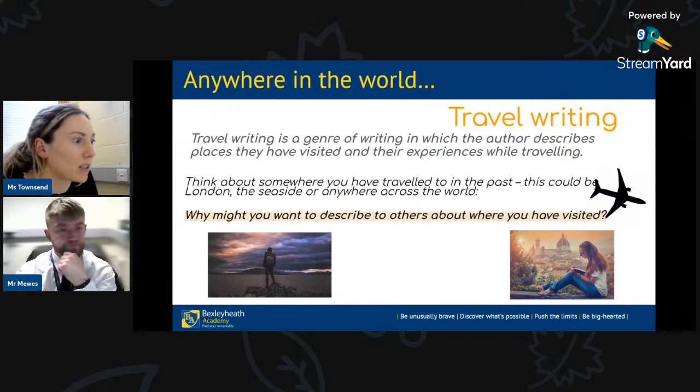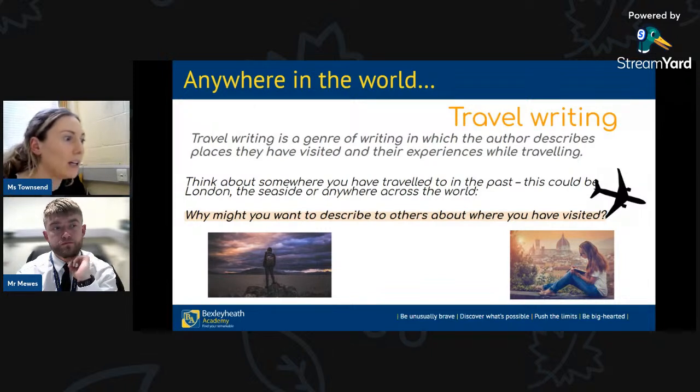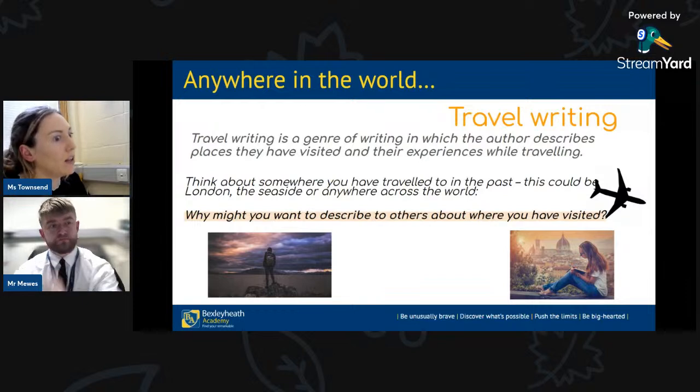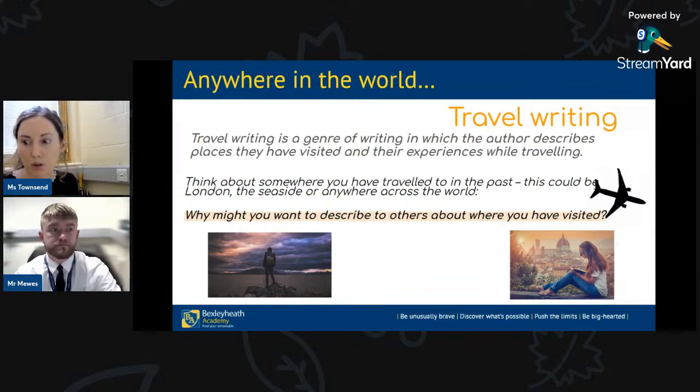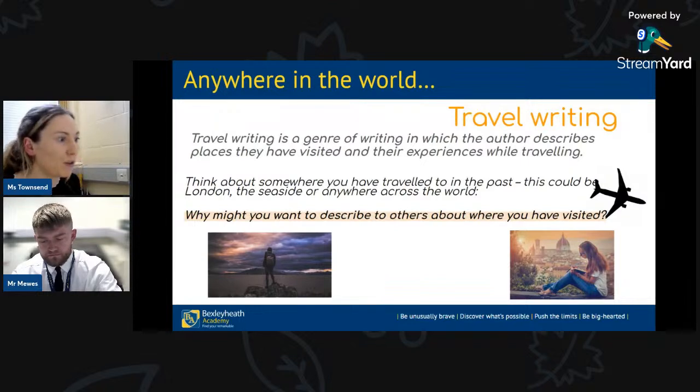Can you think about somewhere that you have traveled to in the past? This could be London, it could be the seaside, or it could be anywhere across the world. What might you want to describe to others about where you have visited? What kind of things do you think you might want to tell people about? And I have a place where you can answer it in your worksheet. If you've got any good ideas, feel free to put it into the chat box as well. I'll give you 1 minute to do this.